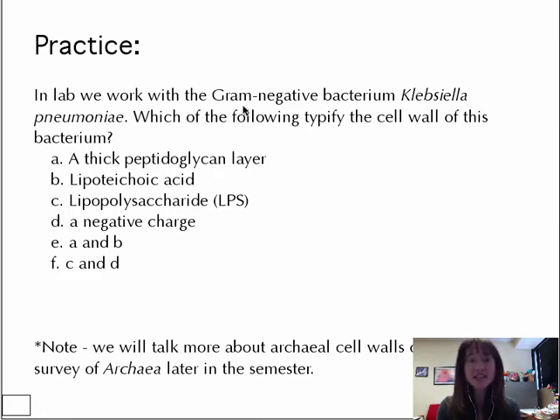So notice that it is gram-negative. Perhaps one of the first things to draw your attention to as a part of the question is just that this is a gram-negative bacterium. So we know that it's going to be typified by all of those components that we just talked about. And we can maybe find or select some of those components.